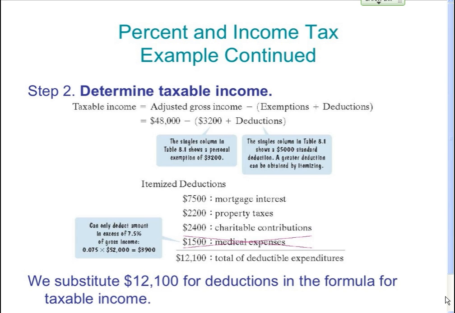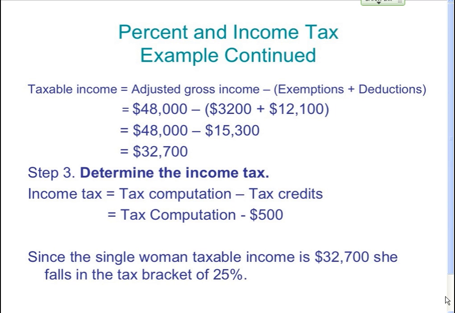So once you subtract off her single exemption, because she's a single person with no dependents, and her itemized deductions, you have $32,700 that we can actually figure tax on. Okay, so we're not computing tax on her gross, which was the $52,000. She's only getting taxed on the $32,700.